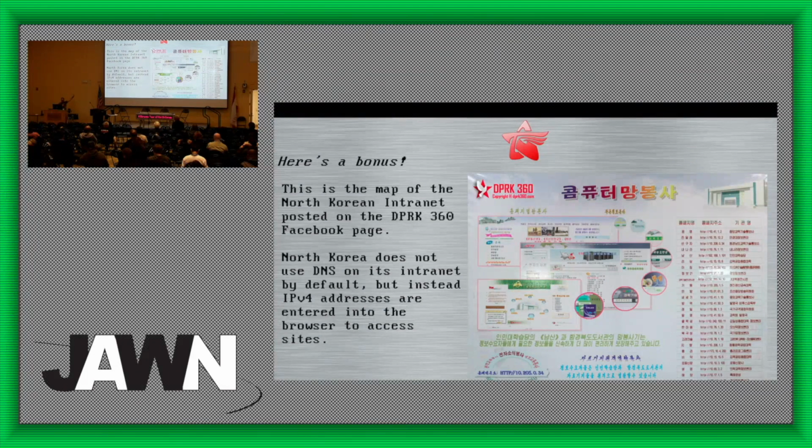So this little bonus I got here is a map of the North Korean intranet. It was posted on the DPRK360 Facebook page. I found it while I was searching for information online, and I just grabbed it because it was an interesting little thing about how the North Korean intranet works and how they do IP addresses and everything else. So all of their websites are not accessed by DNS by default. You only access them via their IPv4 address. So instead of typing in any kind of top-level domain or any kind of DNS resolve, you have to type in the site's IP address, and that's how they do it.